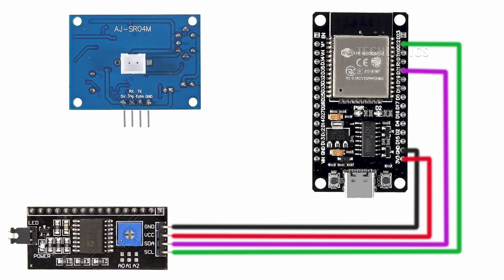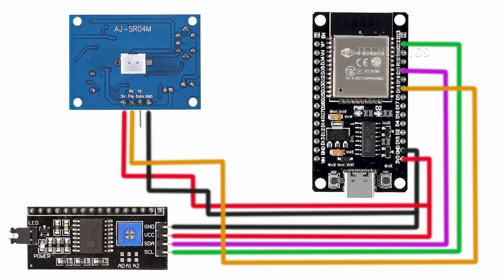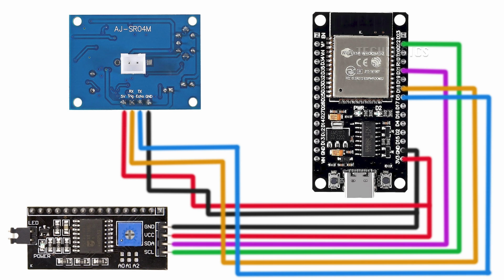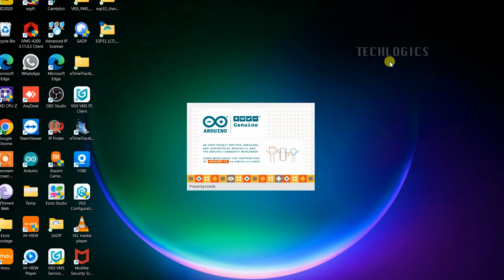The following diagram illustrates the detailed wiring for connecting the ESP32 NodeMCU, 16x2 LCD with I2C interface, and the waterproof ultrasonic sensor. This wiring diagram will help guide you through the physical connections necessary to get this project up and running smoothly.